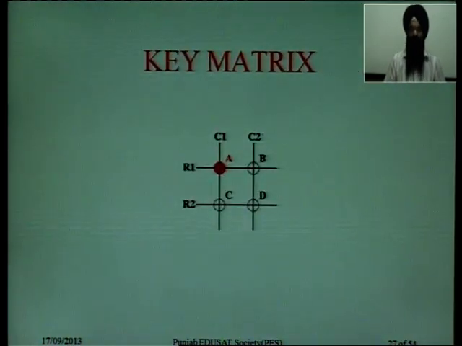This is a small key matrix where two columns and two rows are shown, and how it is detected which key is pressed. If A key is pressed, then we will get low at R1 and C1, and if B key is pressed, then we will get low at R1 and C2. Similarly for C and D, at R2 C1 and R2 C2 respectively.